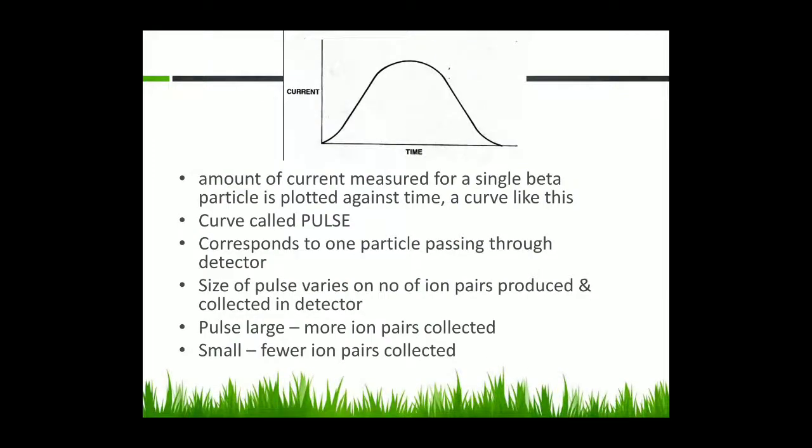This is a graph plotting the amount of current against time. This curve is called a pulse, and one pulse means one particle entering the detector. The size of the pulse will depend on how many ion pairs are produced and collected in the detector. If more ion pairs are collected, the size of the pulse will be large. If fewer ion pairs are collected, the pulse size will be small.